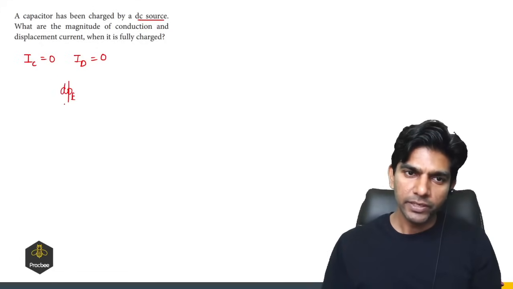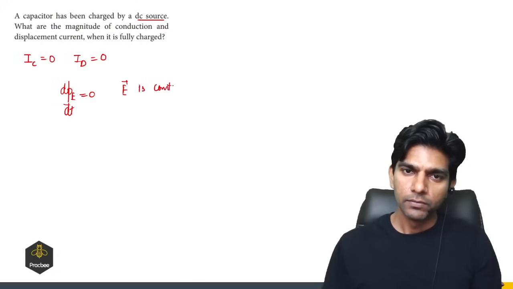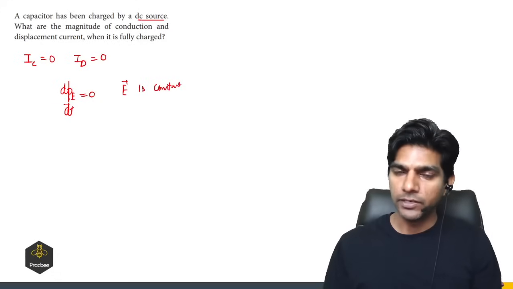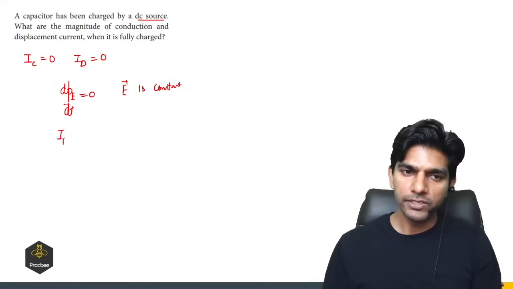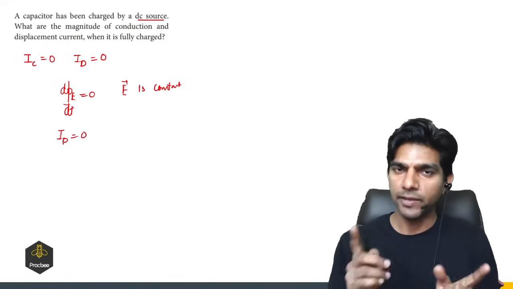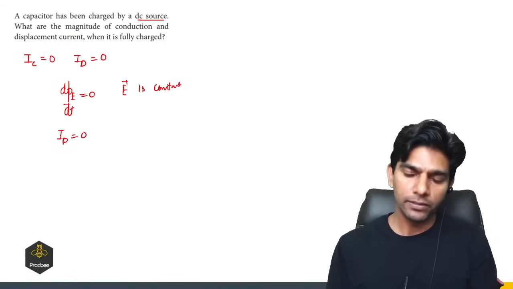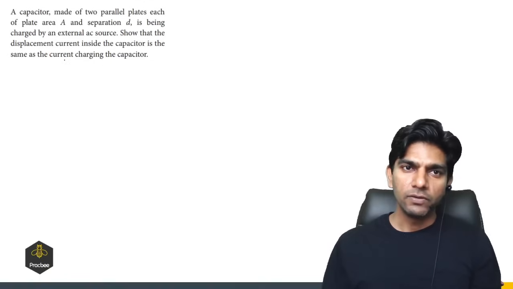So dφE/dt is 0 if the electric field is constant, right? So if the rate of change of electric flux is 0, we can say the displacement current will be 0, which is given by epsilon naught times dφE/dt. Right, so now let us see the next question.